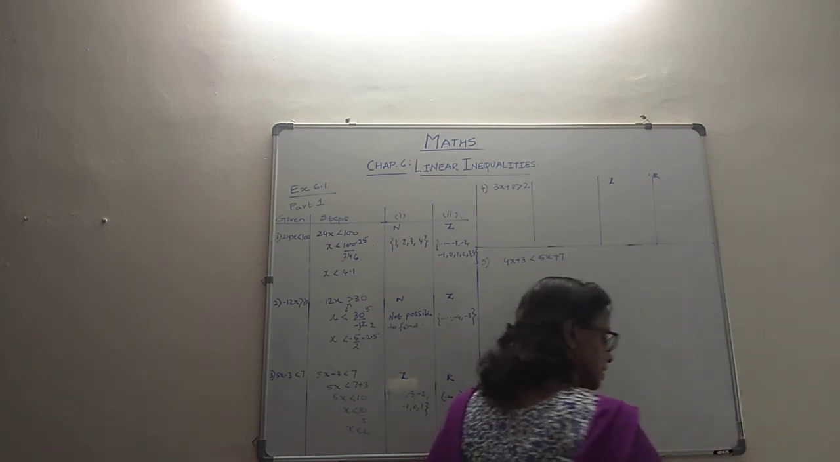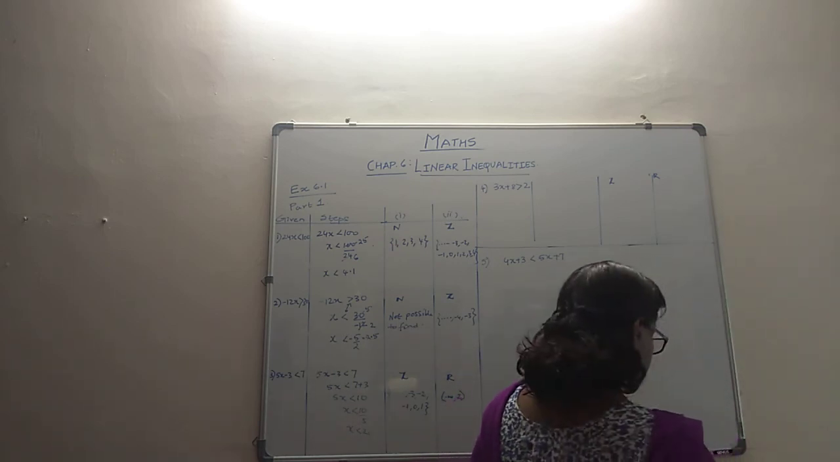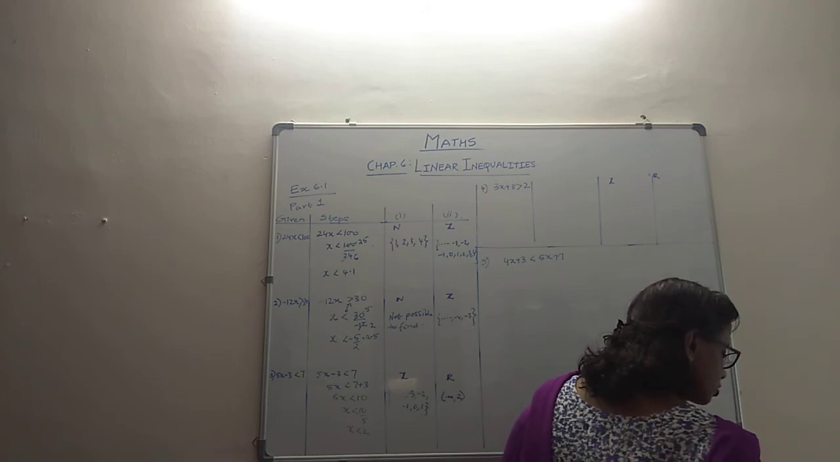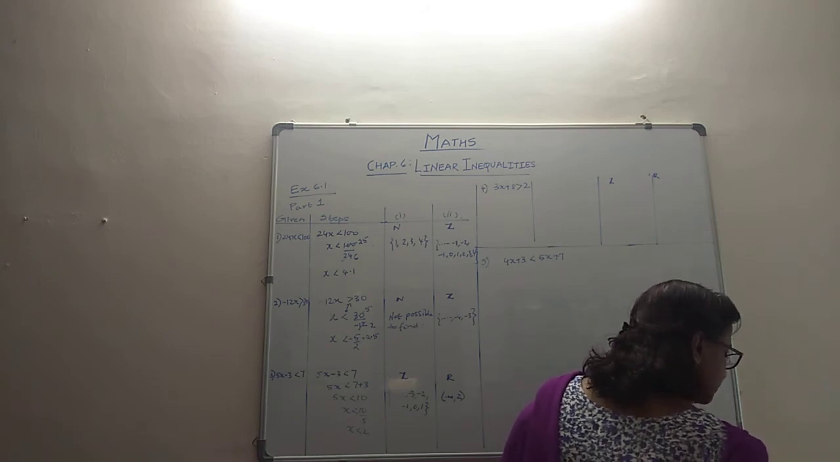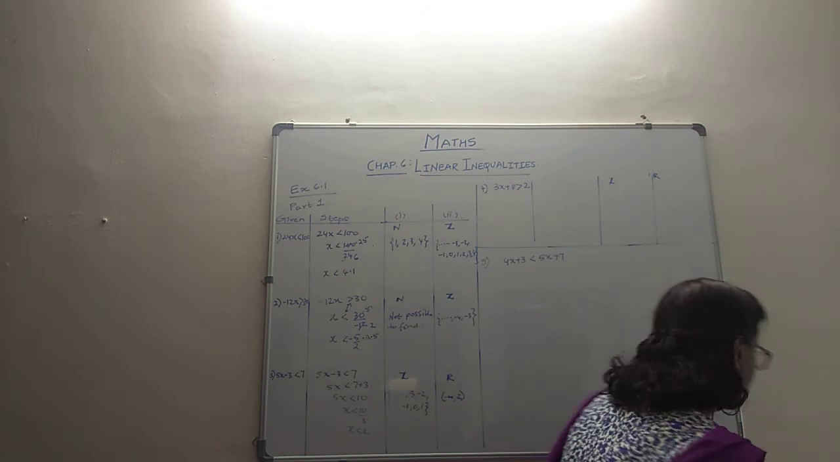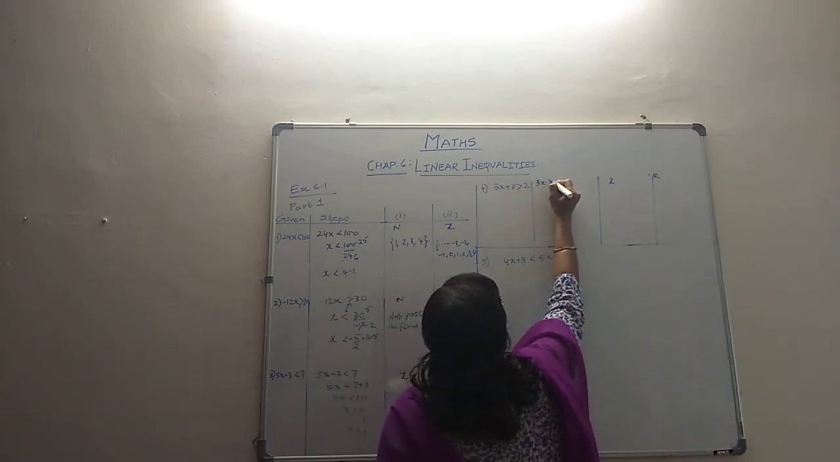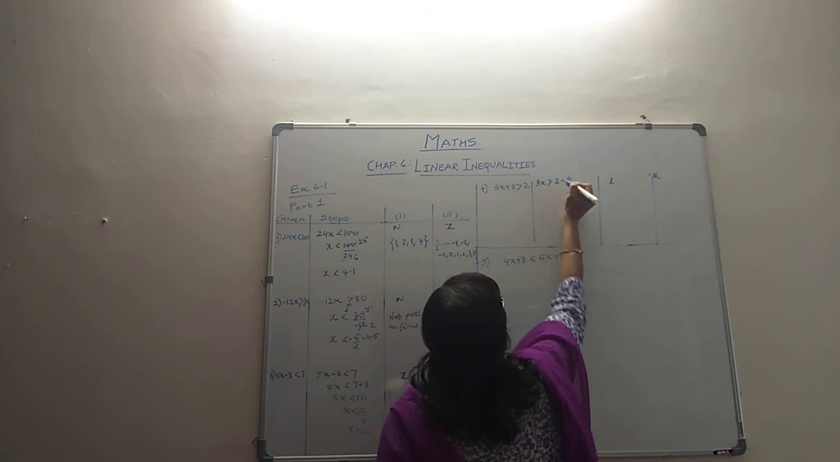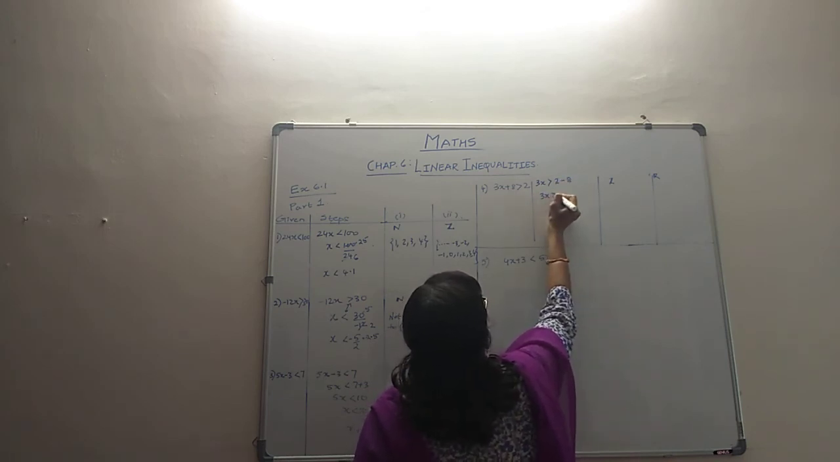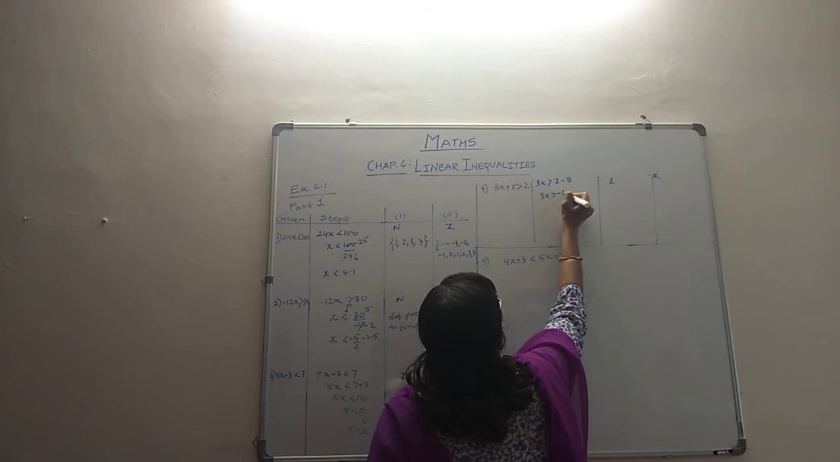3x plus 8 is greater than 2, another linear. So let us see now how to go about doing this. 3x plus 8, let the 8 go on the other side. So it is 2 minus 8. So it will be 3x greater than 2 minus 8, which is minus 6.